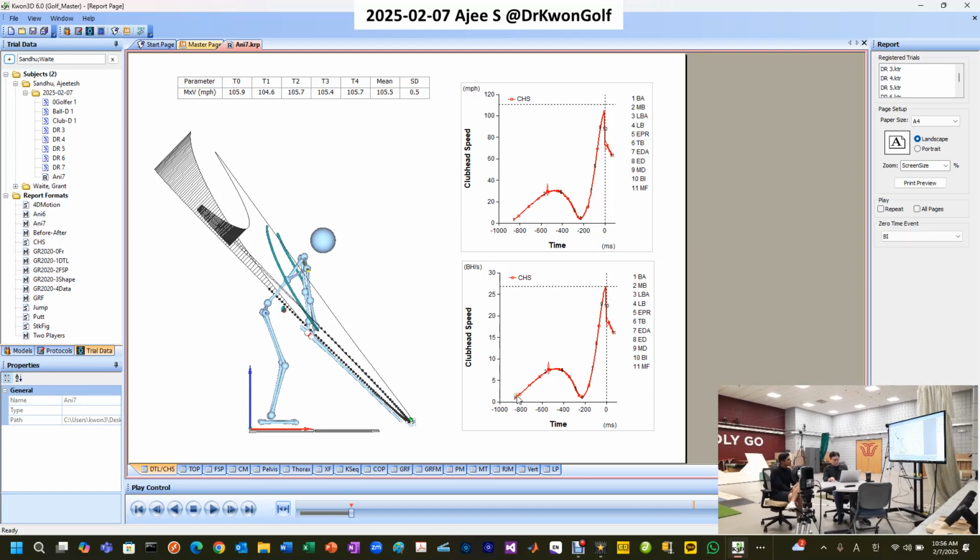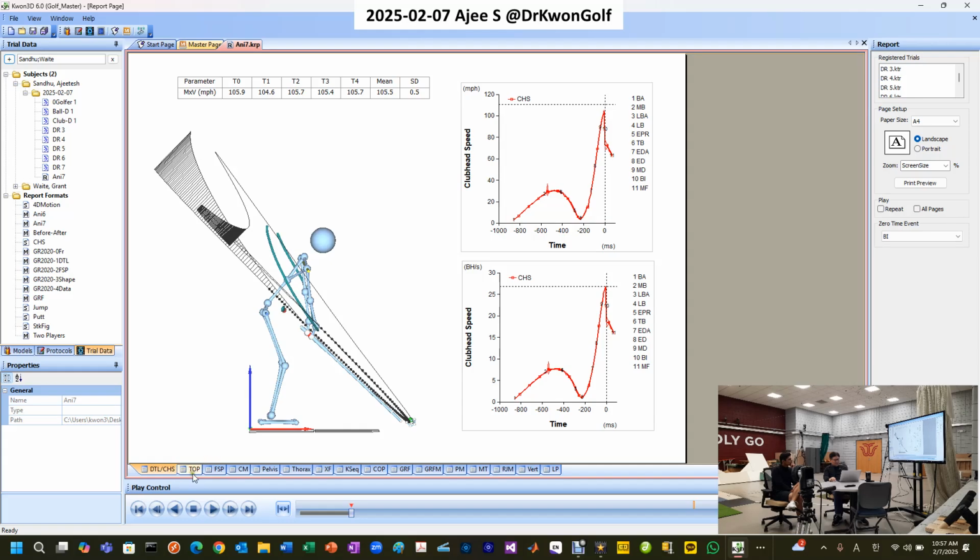And also, this is the clubhead speed during the backswing. From here to here, this is the backswing, but the peak occurs here. This is slightly on the right side of the midline. If you draw a midline here, it happens on the right side, which is good. So that means you're generating a peak speed more toward the end of the backswing.